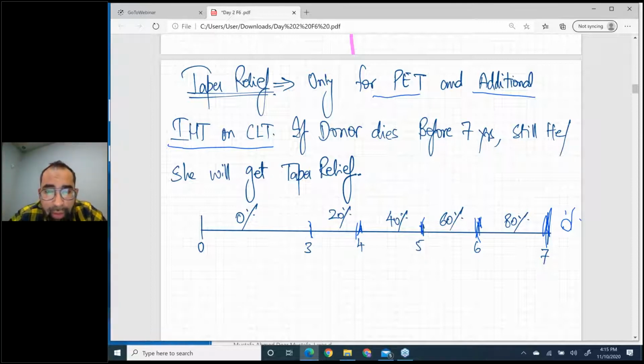Okay. Now, I'm using some famous lines. If you want to write, you may write. For taper relief, look at me. For taper relief, always count the gap between date of gift and date of death. Whenever you need to calculate taper relief, you need to count the gap between date of gift and date of death.